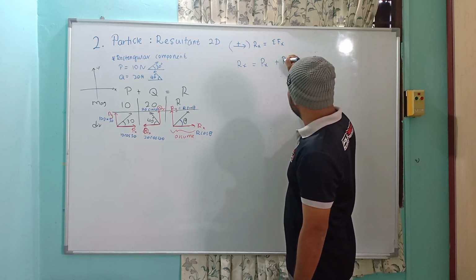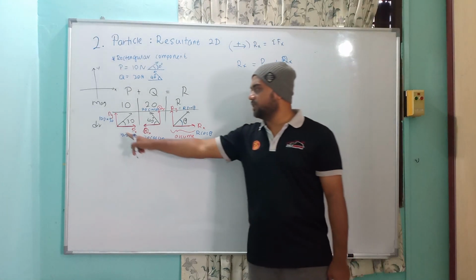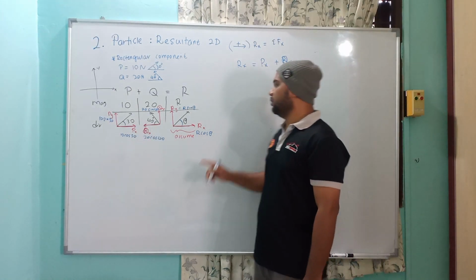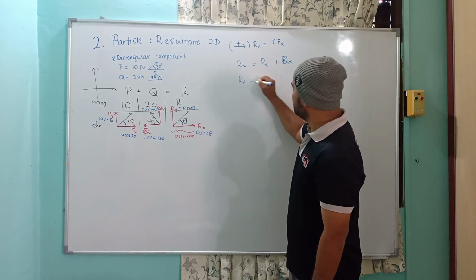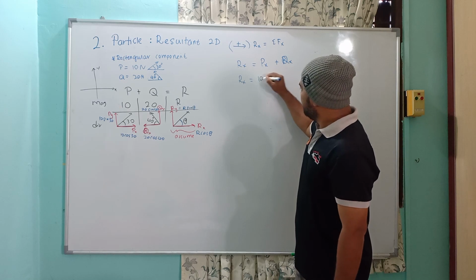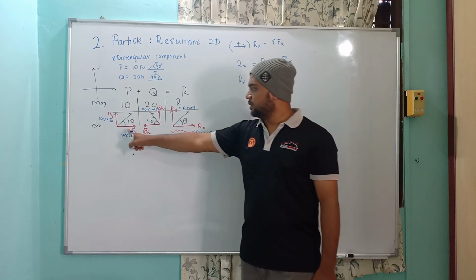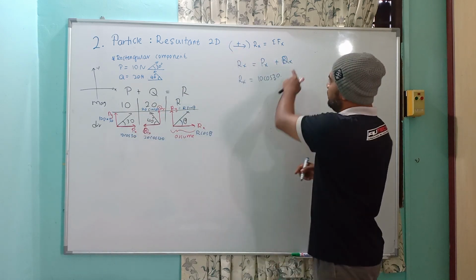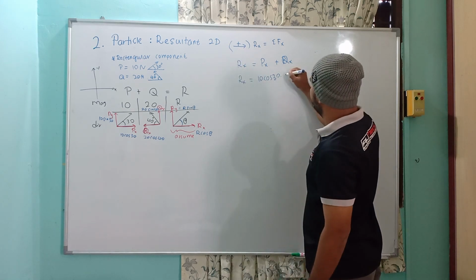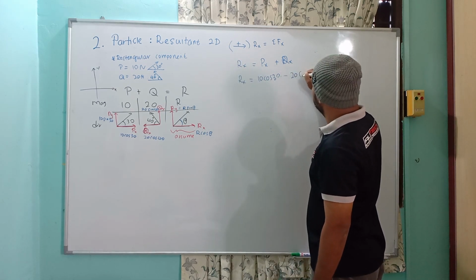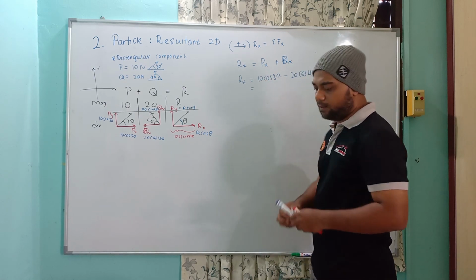Sigma Fx equal to Px plus Qx. Take all the forces in x direction, Px and Qx. You know the value of Px and Qx, so you put Rx equal to, what is Px? 10 cos 30, and this is positive because same direction as this one, but plus Qx. Qx is opposite direction to our positive direction, so minus 20 cos 40. So you get one answer here.